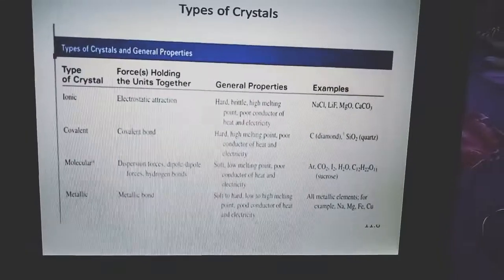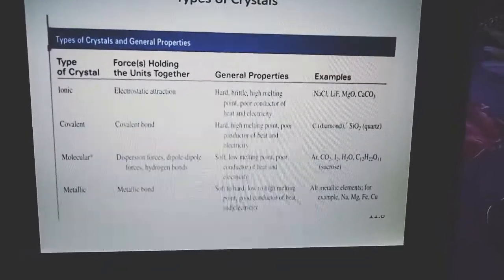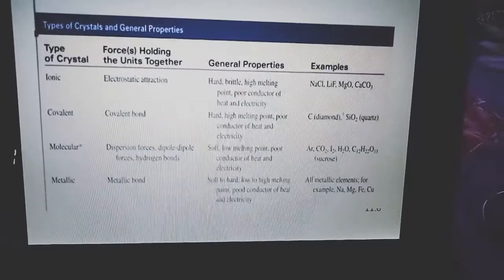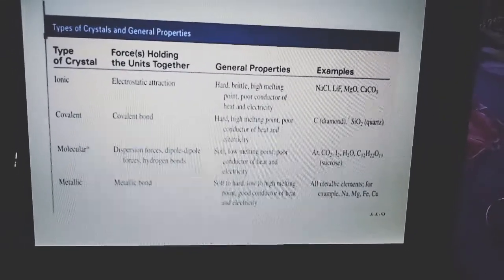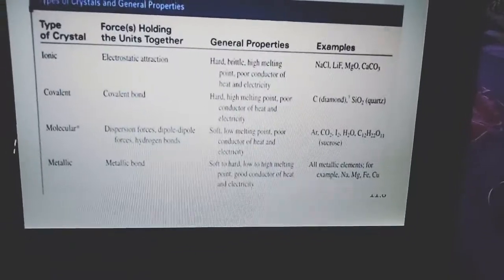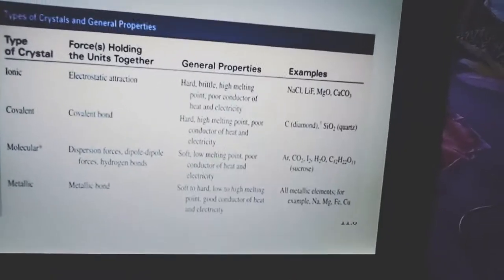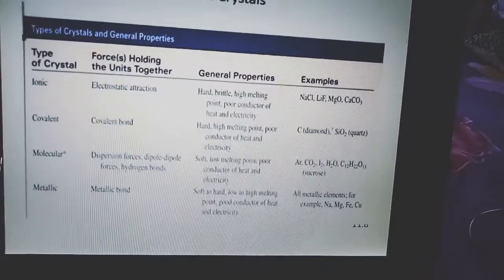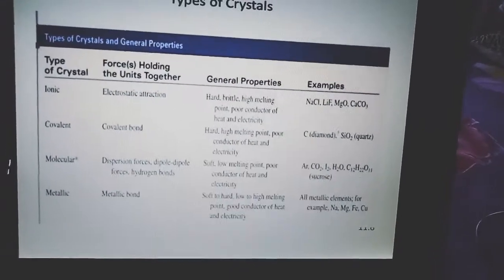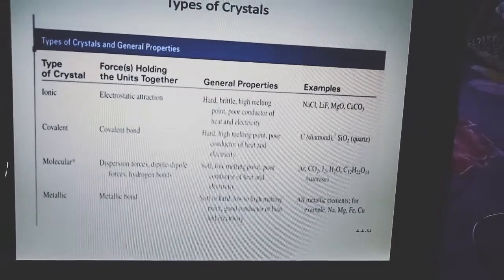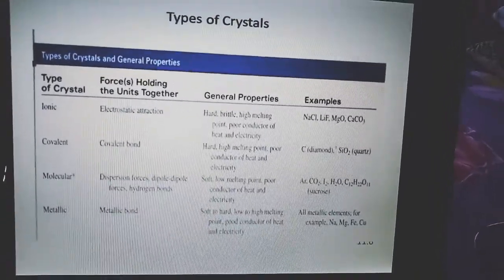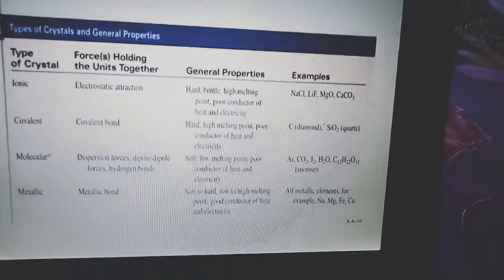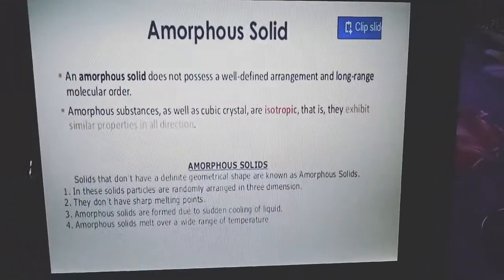Then the fourth type of crystal is metallic crystal. As the name indicates, they consist of metallic bonds, and their properties are that they are soft to hard, have low to high melting point, and have good conductance of heat and electricity. Examples are all the metallic elements, all the metals like sodium, magnesium, iron, copper, etc.